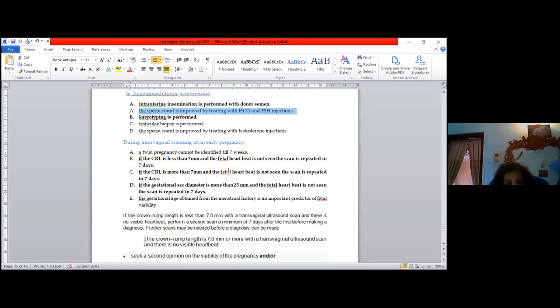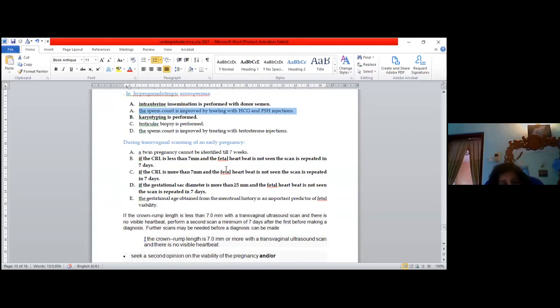During transvaginal scanning of an early pregnancy, a twin pregnancy cannot be identified till 7 weeks. It's wrong. Twin pregnancy can be identified from 5 weeks, as early as you can see a sac. In early pregnancy, we identify twins by counting sacs.